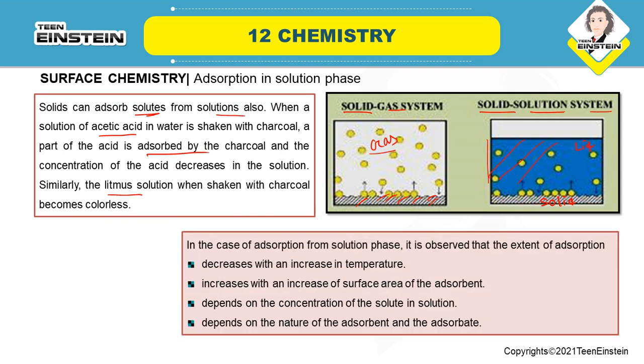Next we will see that in the case of adsorption from solution phase, some observations are there. The extent of adsorption, that is x by m, this value will decrease with an increase in temperature. This type of observation we have already seen in the case of physical adsorption. It increases with an increase in surface area. This has to be true, because when there is an increase in surface area, more molecules of adsorbate can be adsorbed. So that is why there is a direct relationship with the surface area of the adsorbent.